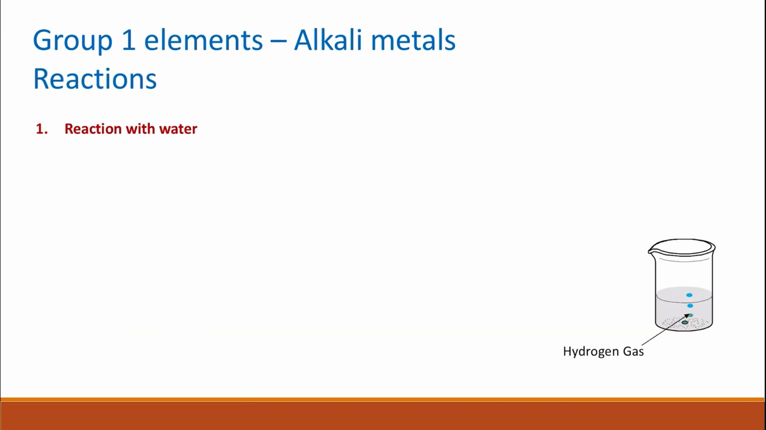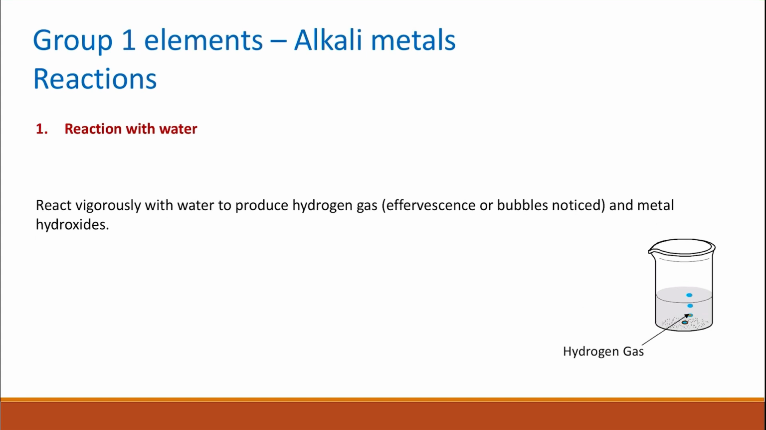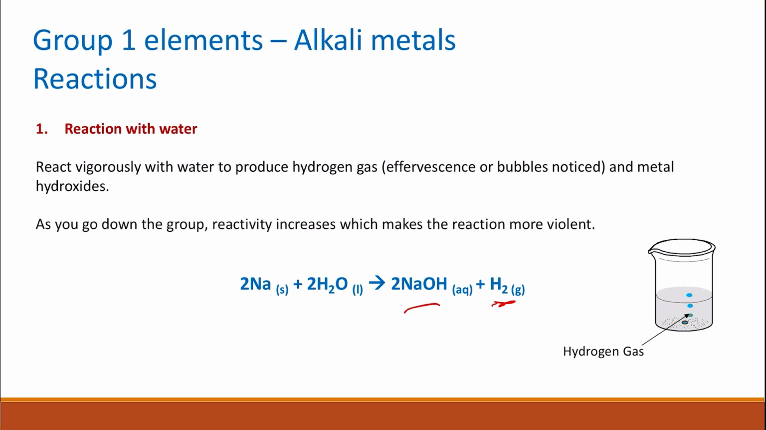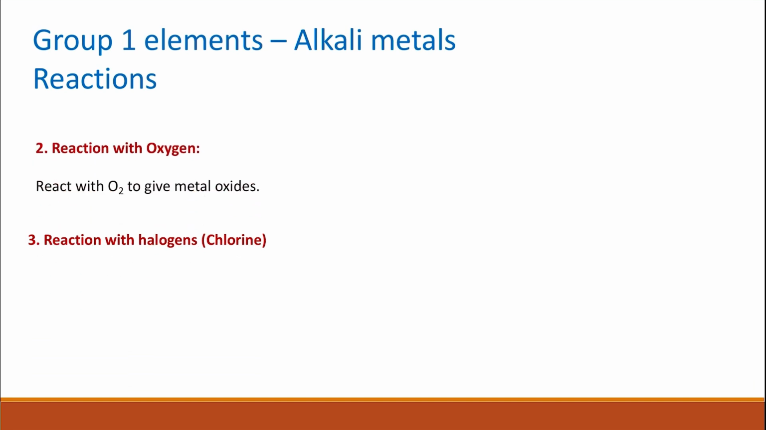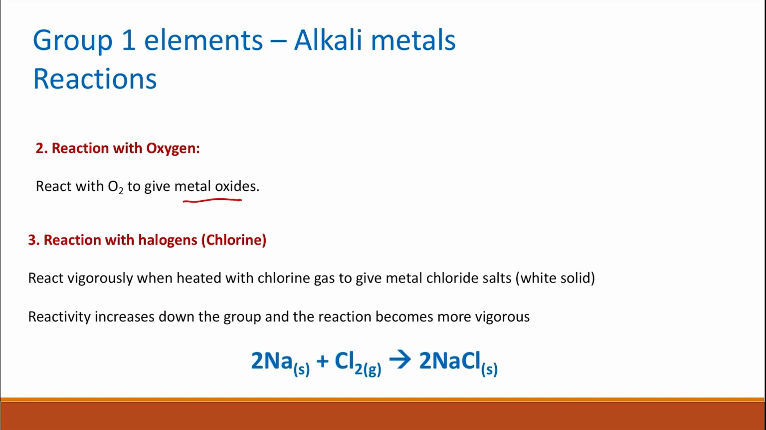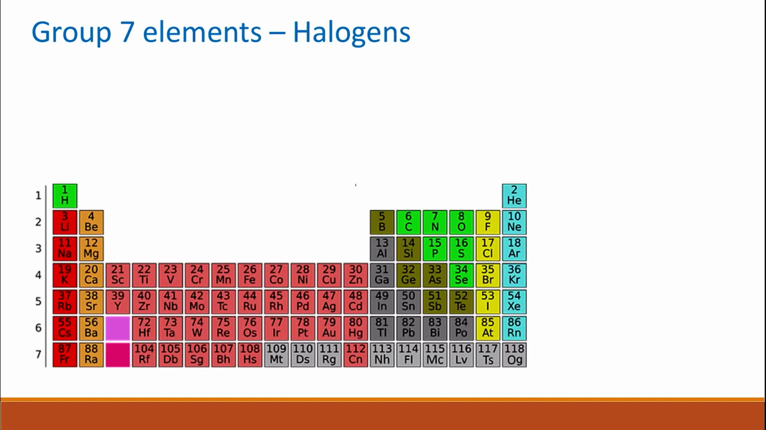For their chemical properties, they are very reactive, so they react with water vigorously to produce hydroxides and hydrogen gas. As you go down the group for the alkali metals, they become more reactive, so the reaction becomes more violent. Also, they react with oxygen to give metal oxides. They react with halogens like chlorine to give metal chlorides.